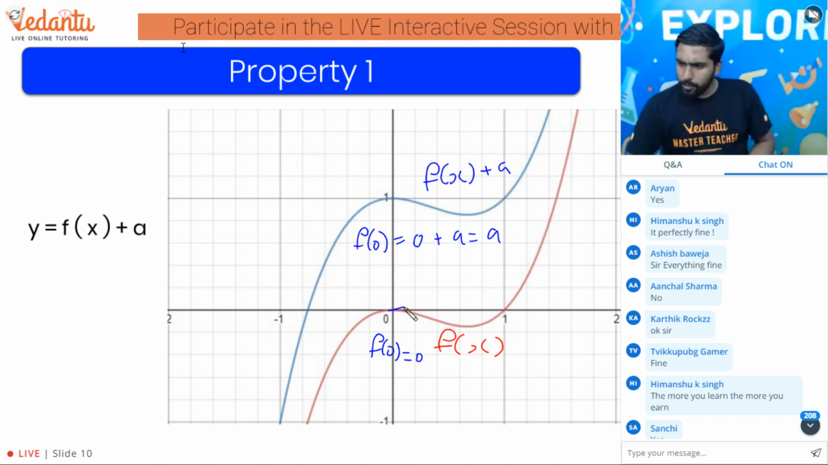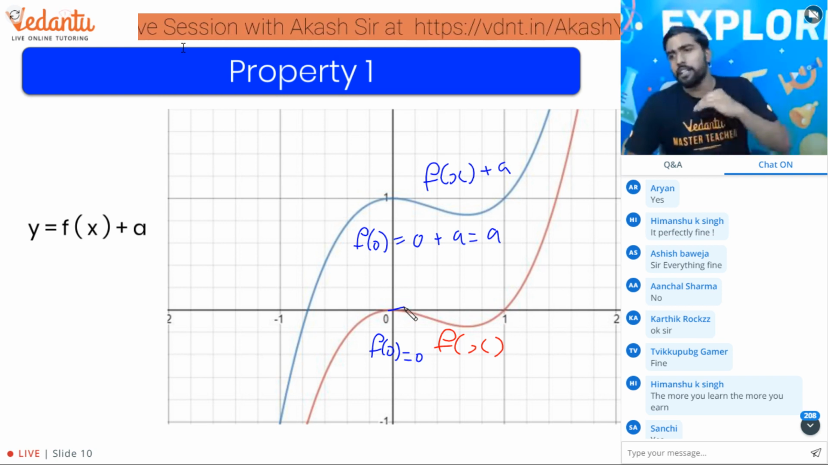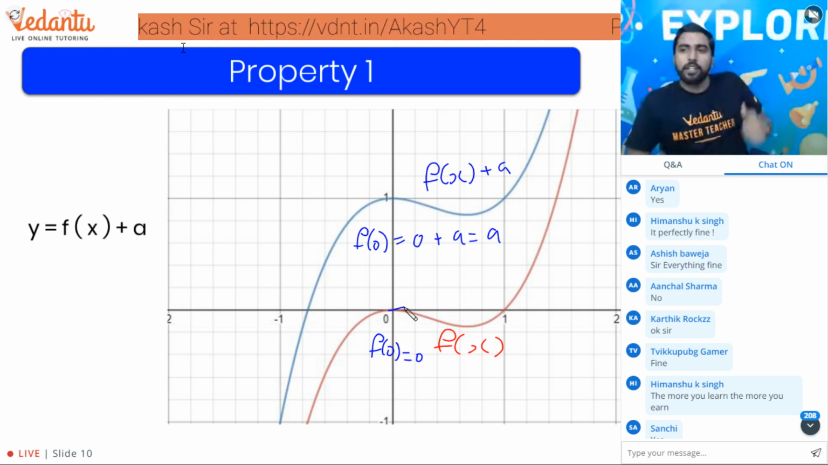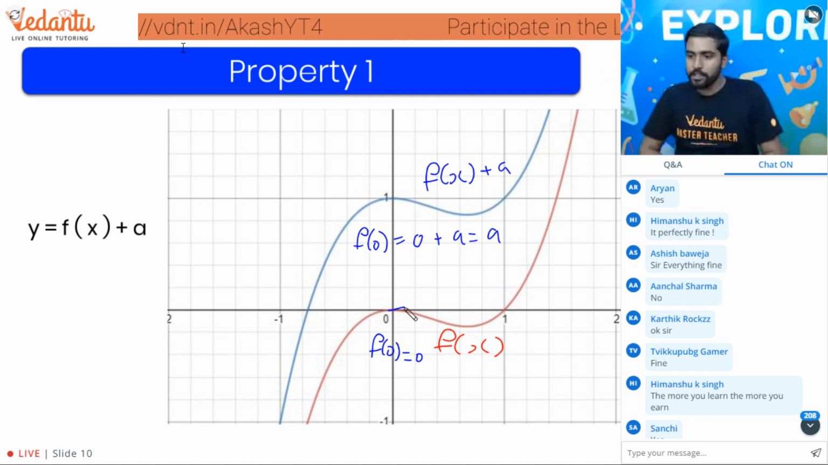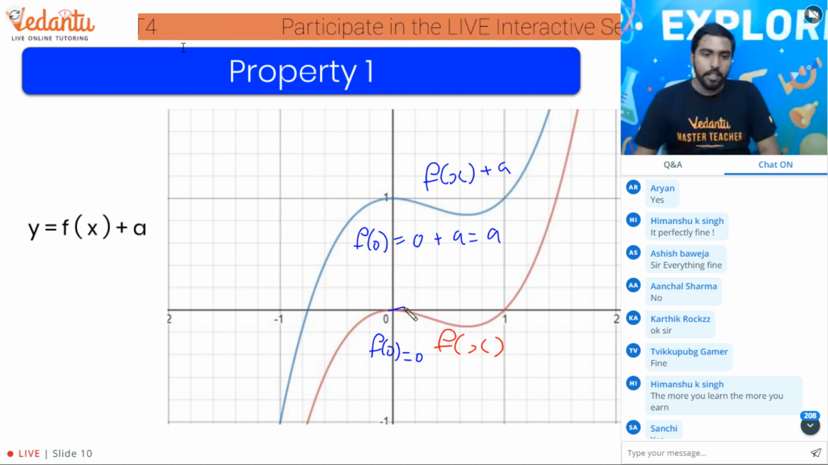In case of trigonometry functions, the constant doesn't matter. No, it will matter. If you have sin x plus 1, it will go upwards. If I have sin x minus 1, it will come downwards. It will matter. Okay, guys, I hope you have understood this. Okay, this was really basic.